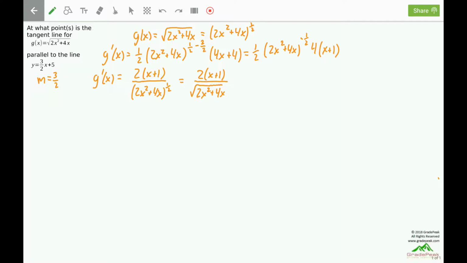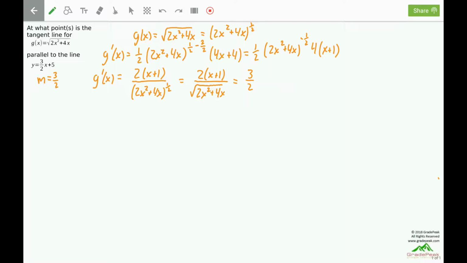We need this to be parallel to the line that was given. Parallel lines have the same slope. We're going to want this to have a slope also of 3/2. There's what we need to solve. Looks a little messy at first, but we can cross multiply. Let's bring this 2 up with that side, and this square root of 2x squared plus 4x, let's take that up with that 3. That's the cross multiplication.